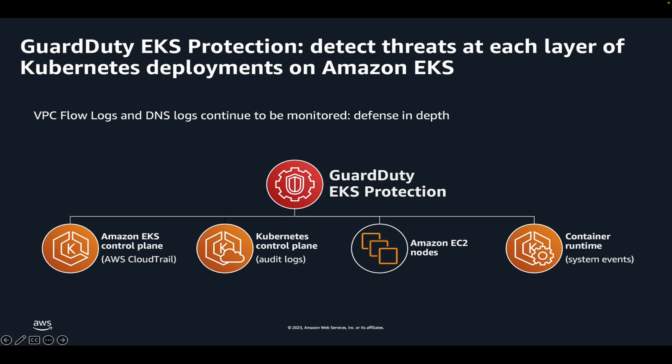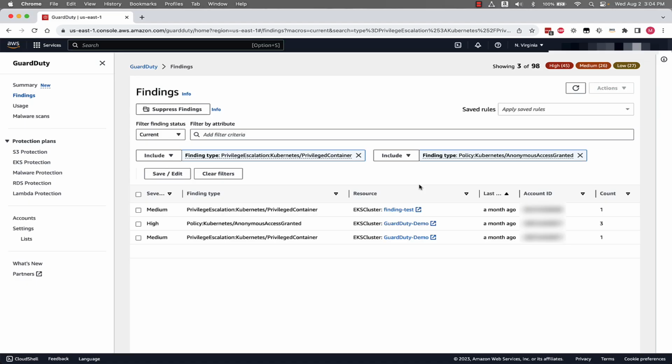So with that said, let's jump into the console and look at a couple findings and see the details that Amazon GuardDuty gives you based on these EKS audit log findings. Now jumping into the AWS console, we're in the GuardDuty console findings page where we can see that I've filtered by a couple different findings that we'll use to walk through a couple of these EKS protection finding types.